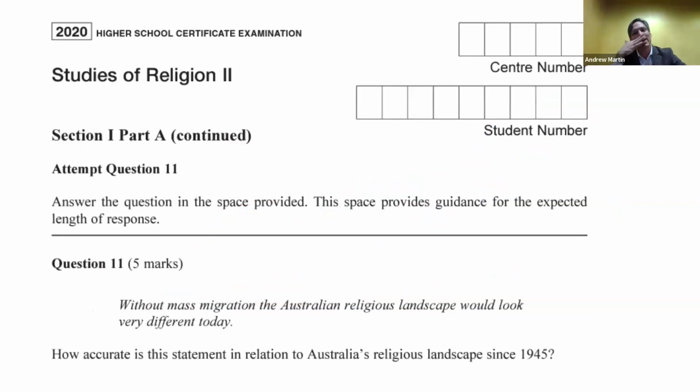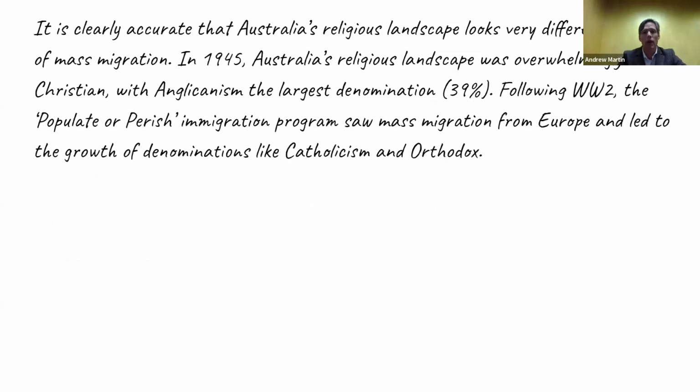All right, so an example of the kind of 5-mark question, question 11, a written question which needs this information, was a few years ago now, the 2020 HSC. Without mass migration, the Australian religious landscape would look very different today. How accurate is this statement? I've talked about the kind of answer you write here in another masterclass, which you can check out, the 5-marker masterclass, Question 11 masterclass. But here it is. You can pause and screenshot if you like.